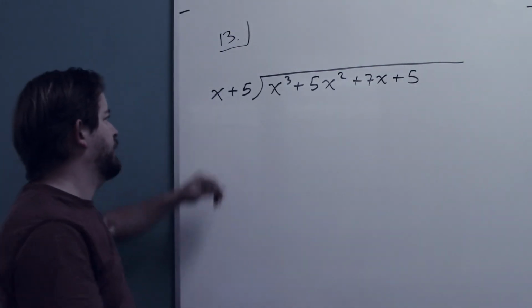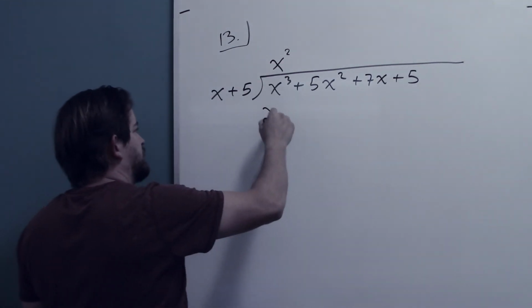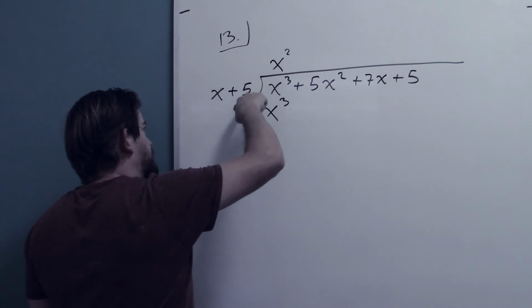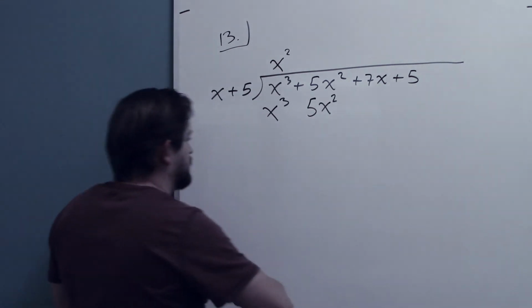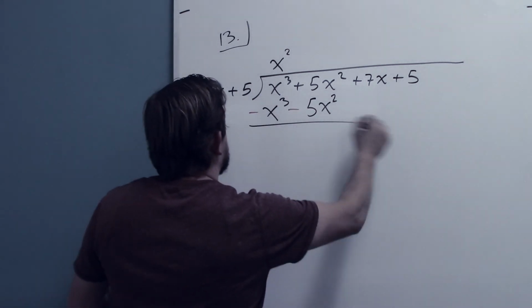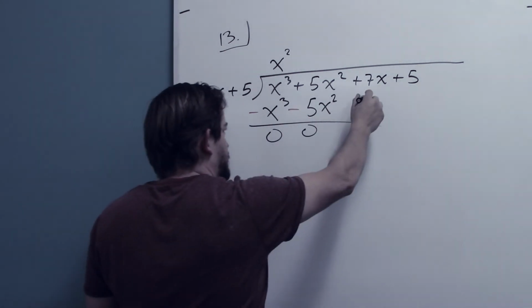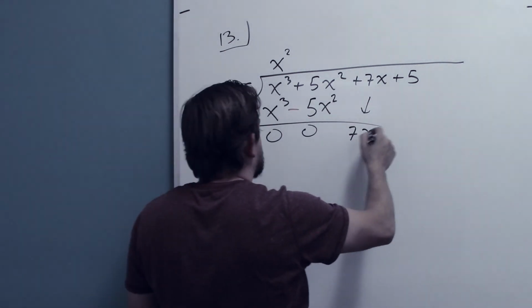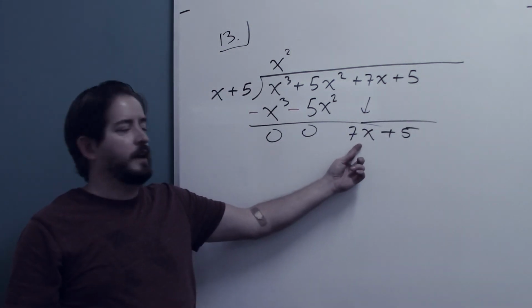X to the third divided by x is x squared. X squared times x is x to the third. X squared times 5 is 5x squared. Remember to change your signs here because you're subtracting, so minus and minus. X to the third goes away, 5x squared goes away, and I drop all the way down to 7x plus 5. So I take my first non-zero term and divide it.